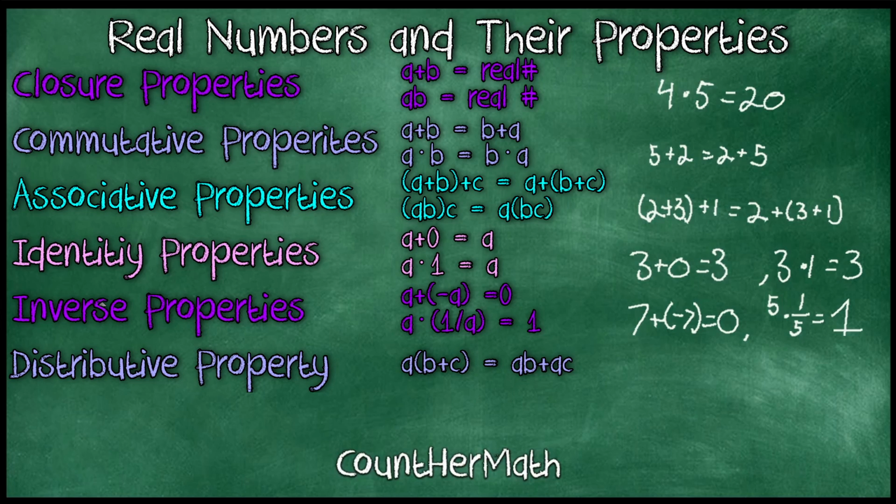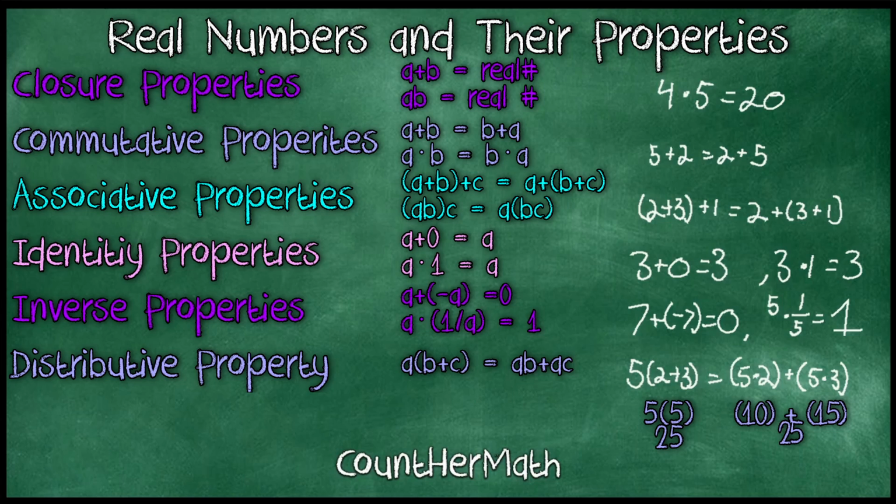Now we have the distributive property, and this one you see a whole lot in algebra. We're going to be working with this one constantly. And this tells us that a multiplied by (b plus c) is equal to ab plus ac. An example of this would be 5 times (2 plus 3) is equal to 5 times 2 plus 5 times 3. If we did out the first part, it would end up being 5 times 5, which is 25. And this other side, 5 times 2 is 10, plus 5 times 3 is 15, and that would also get us to 25.